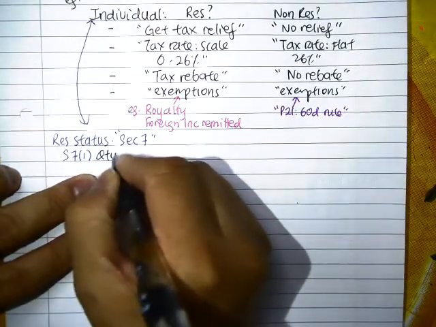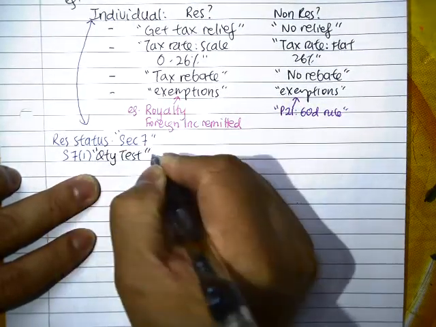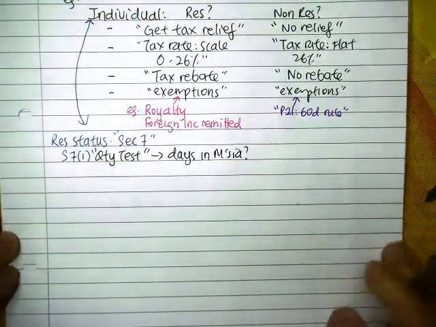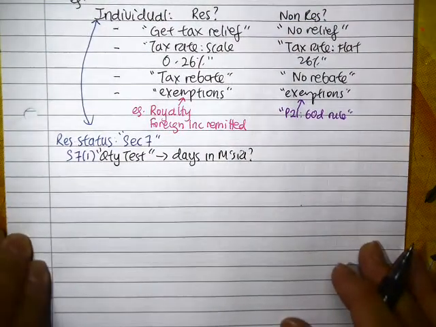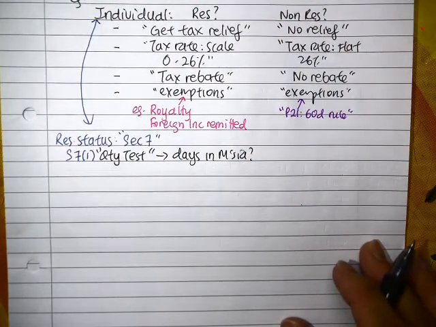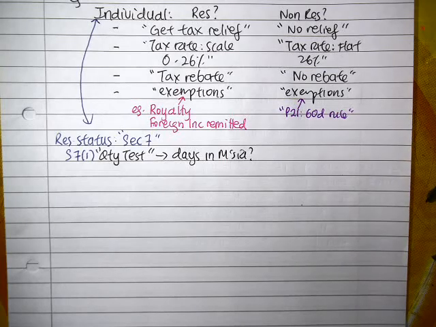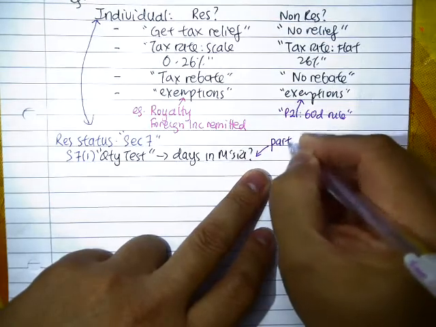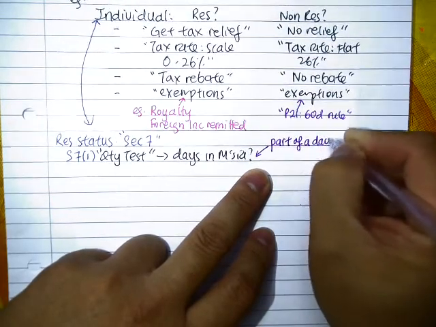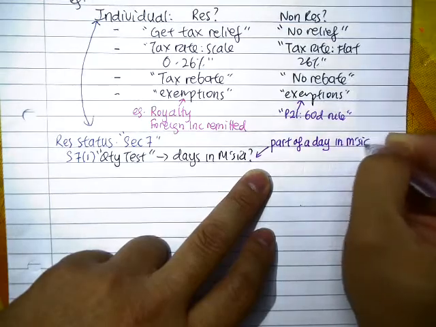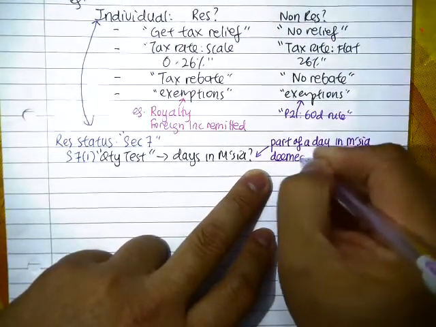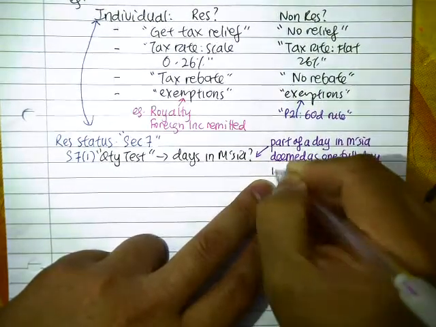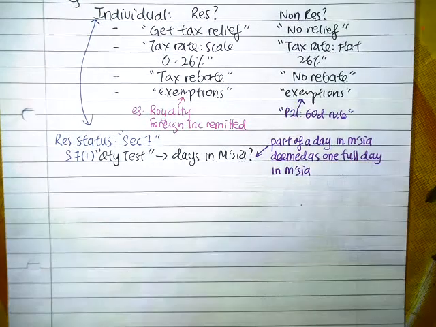You have to do a quantitative test by counting the number of days that you're in Malaysia. So the question is, how do you determine what is called a day? Do I need to stay for 24 hours to call a day? Don't need, right? What does the law tell us? Part of a day that you're in Malaysia is deemed as one full day you're in Malaysia.